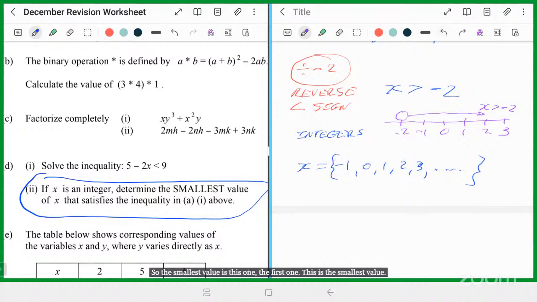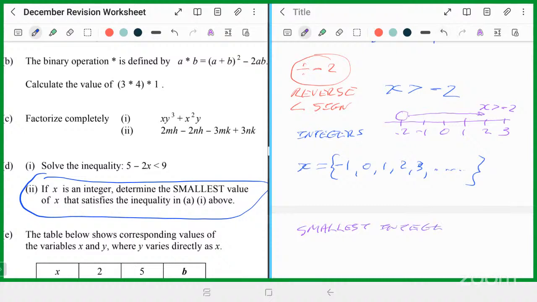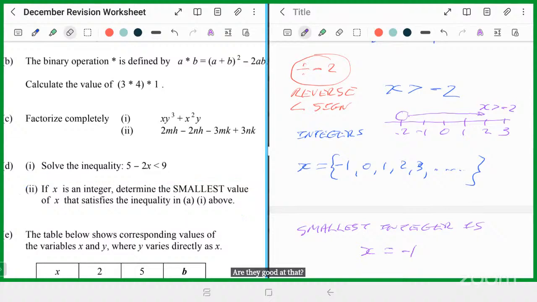All right. So the smallest integer is x equal to -1. Smallest integer is -1. No issues. All right, beautiful.